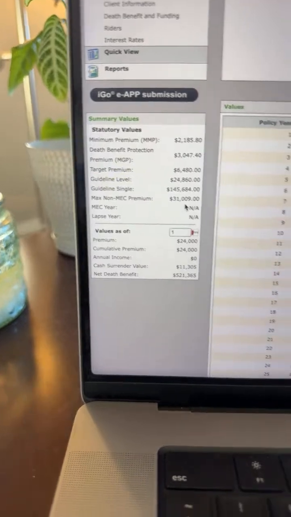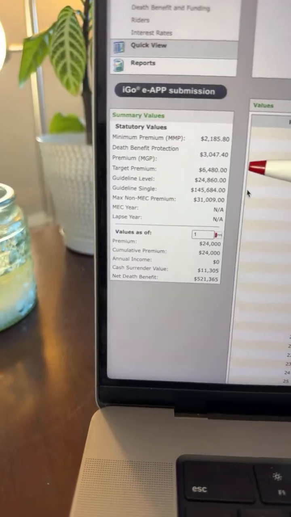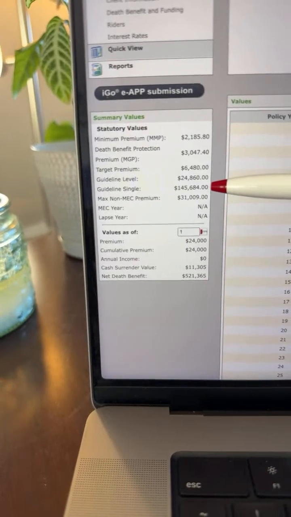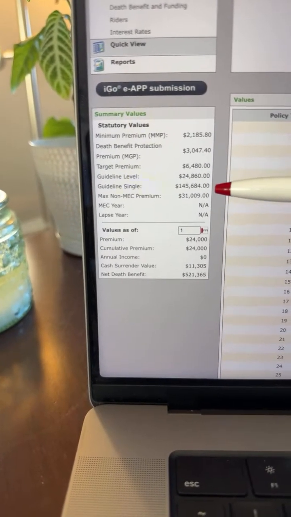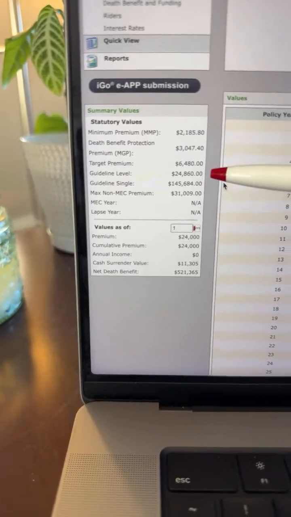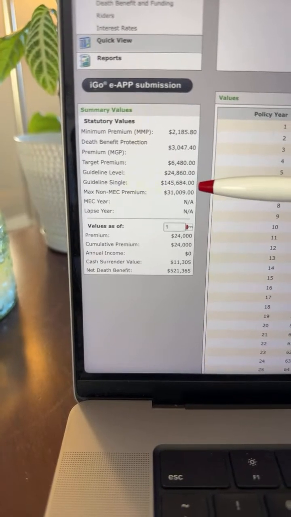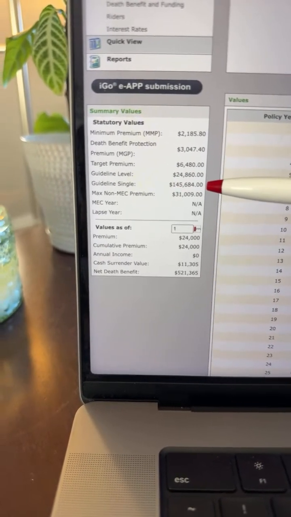And then your guideline single, that's essentially, to make it easy math, right? That's essentially the amount of money that this insurance company would need to collect from you to say that this policy is basically paid up. But in IUL policies, you can't put that all in one year. That would have to be spread out over a 5 to 7 year period.